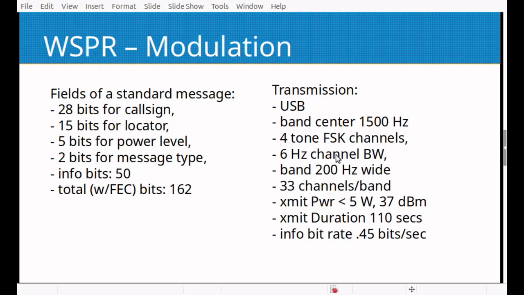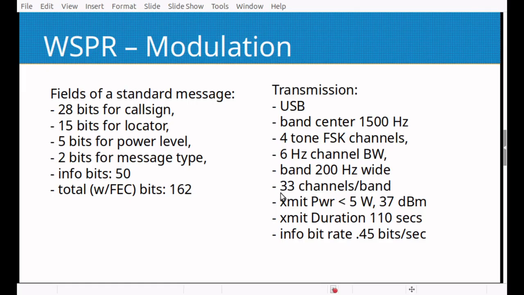And of course, this is only possible because we use digital signal processing to filter and decode this, something that couldn't have been done 30 years ago. The band where all WSPR transmissions are expected is 200 hertz wide. So 6 hertz channels and a 200 hertz wide band yields 33 channels within the band.